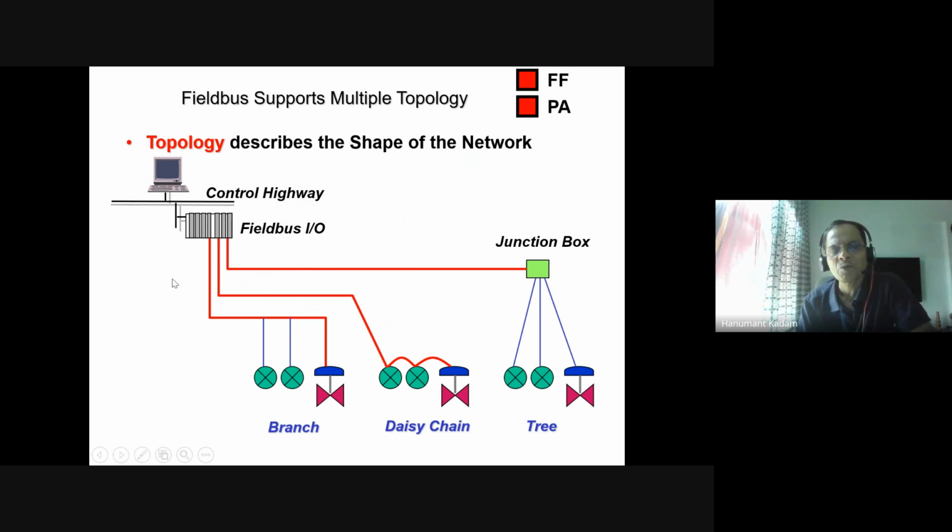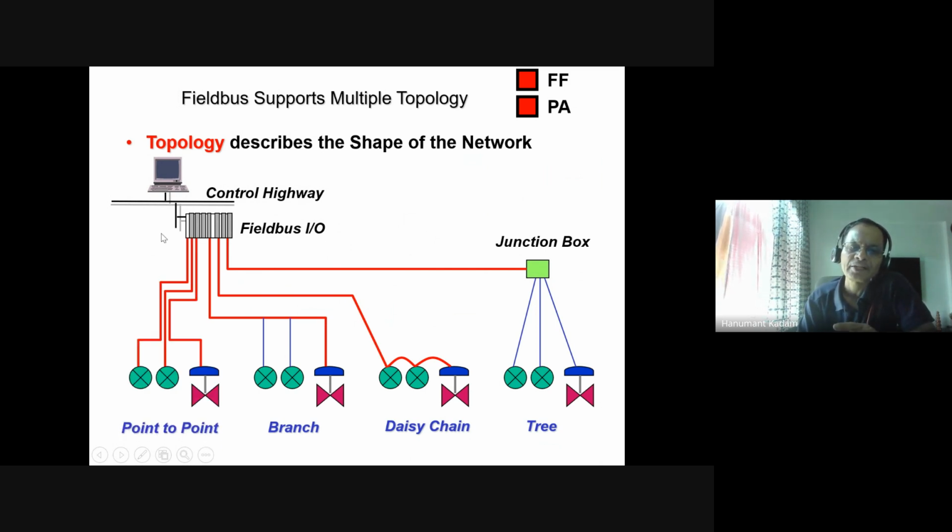One Fieldbus card has a maximum of 32 devices. So port 1 and port 2, like this combination. You can use port 1 or port 2, and you can have a different topology. See branch topology, daisy chain and tree, and this way point to point direct.